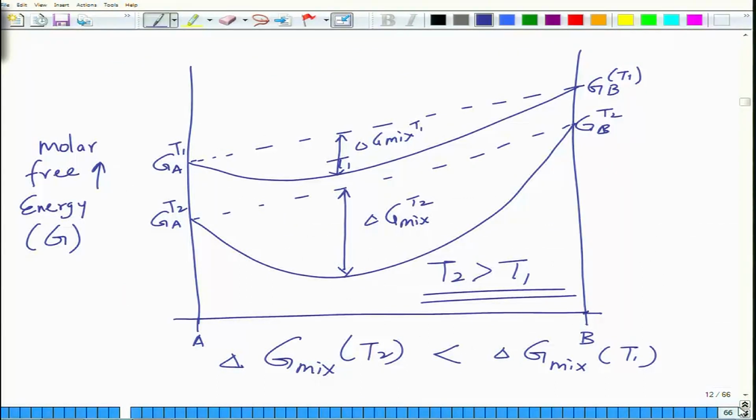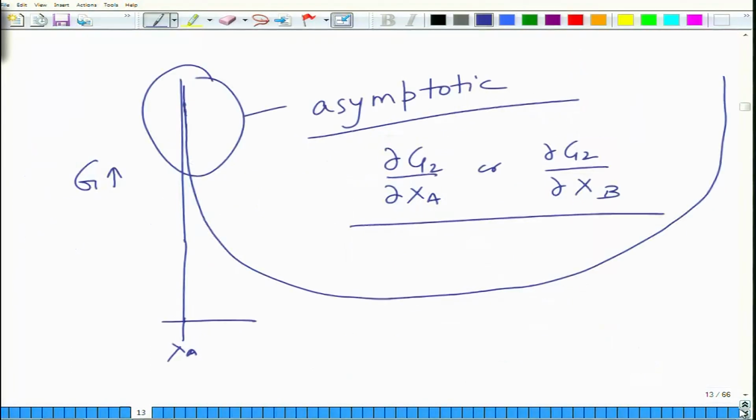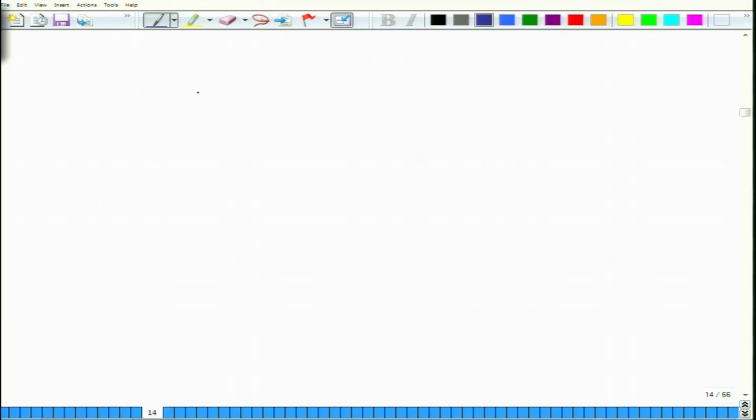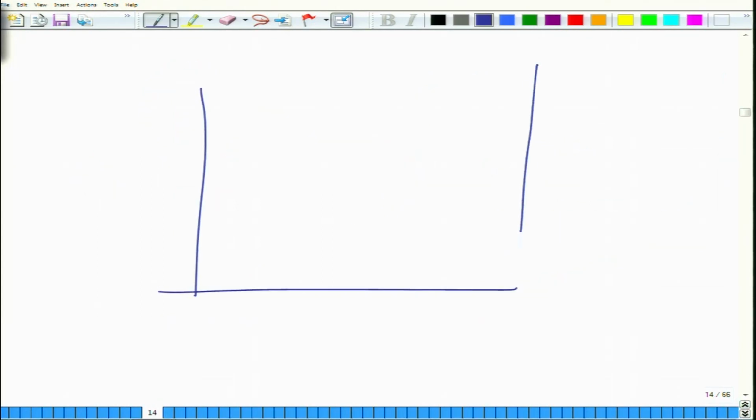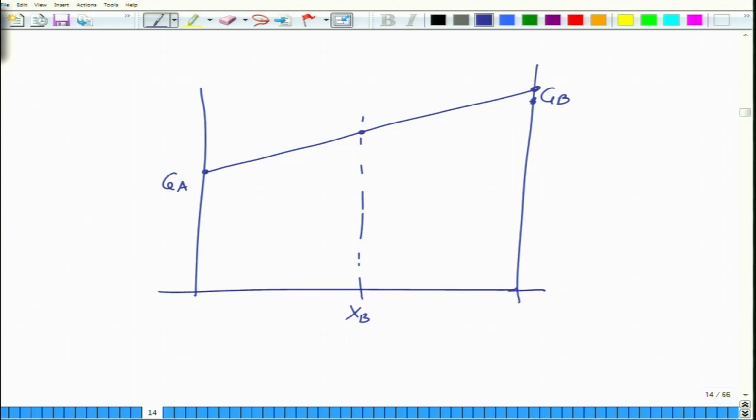And if you now plot the overall molar free energy, it shows this kind of trend. You can see that you were somewhere here and now you have gone somewhere here. So, this is the driving force. Let me draw it in a separate plot. This is GA, this is GB, and if I take a composition XB, this is the weighted average.